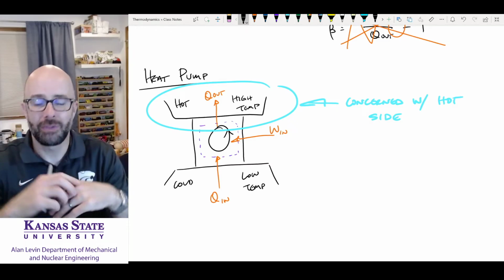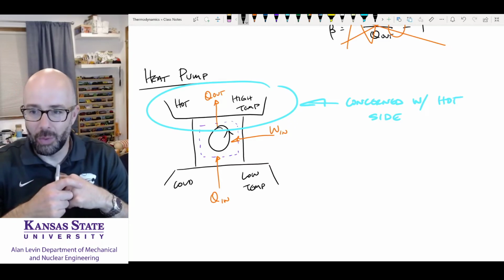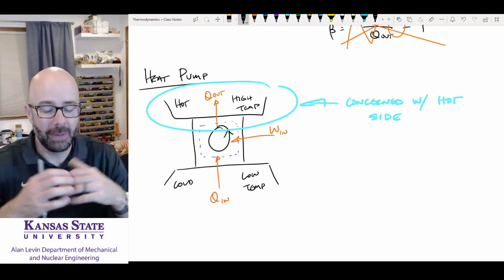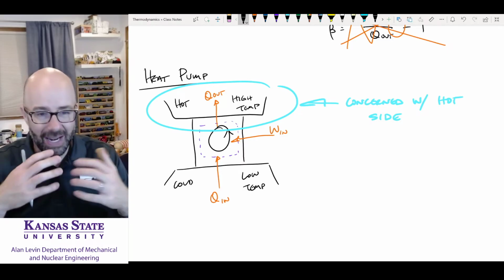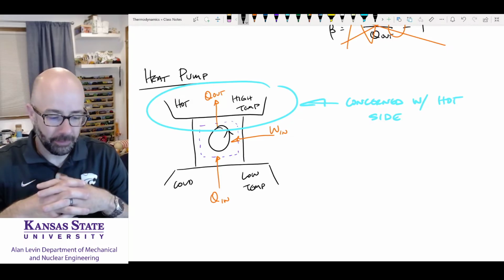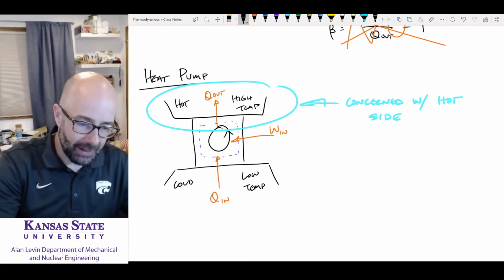And there's lots more information for you to read about that, but I'm going to take a bunch of time talking about what a heat pump is and how it actually works. But let's go to the analysis here.